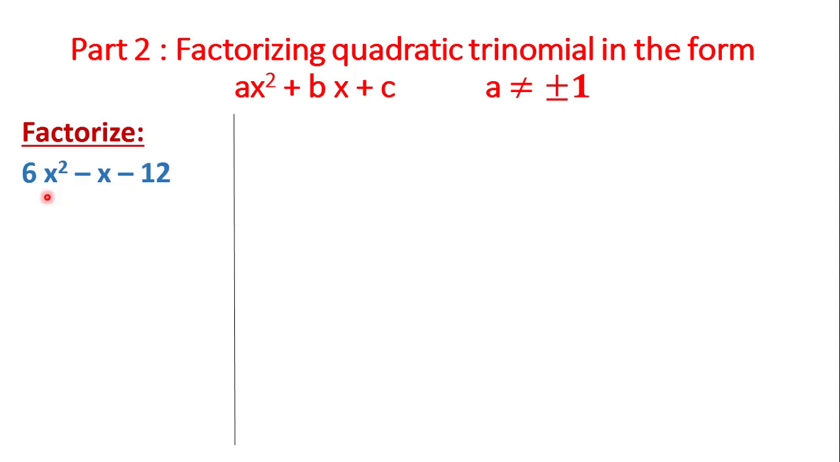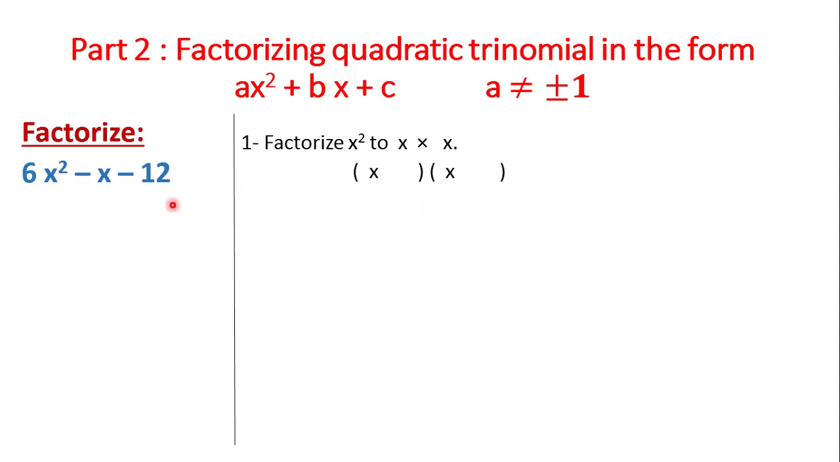The first two steps are arrangement and taking of the highest common factor. Here this trinomial is in the right arrangement or in the right order. It's arranged descendingly: x², then x, then x⁰. Also, there is no highest common factor. There is no common factor between the three terms. So I'll start by factorizing x² to x times x. This is the first step.